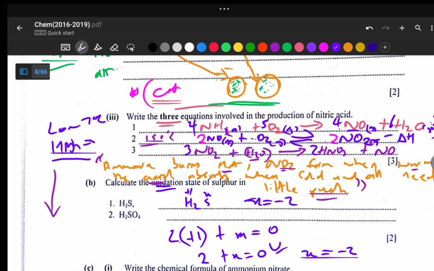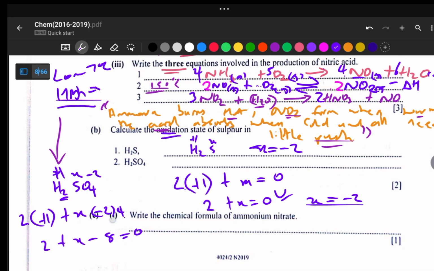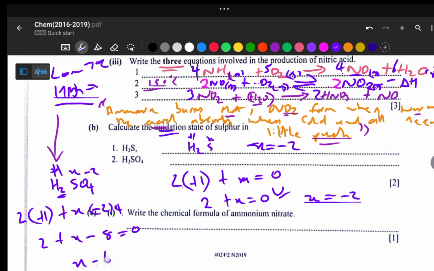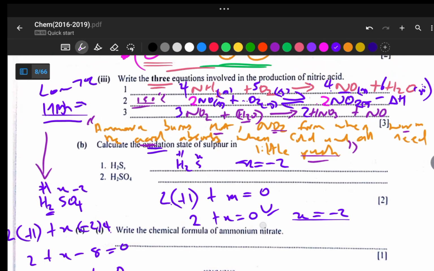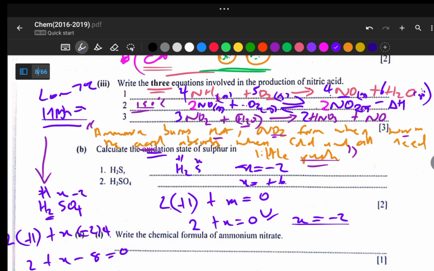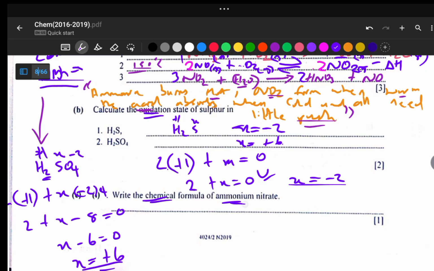And then for sulfuric acid, we're having H2SO4. So it's +1 here, and then X here, and then -2 here. So we're simply going to say +1 by 2, plus X, and then -2 by 4. So we're simply going to have 2 plus X minus 8 equal to 0, and then X minus 6 is equal to 0, and then X is equal to +6. Are we together? So the oxidation state, X is equal to +6. As simple as that. And then the other question says write the chemical formula for ammonium nitrate.